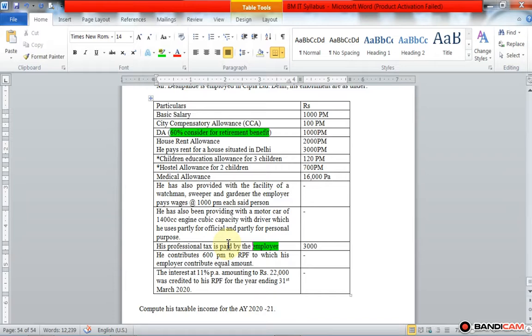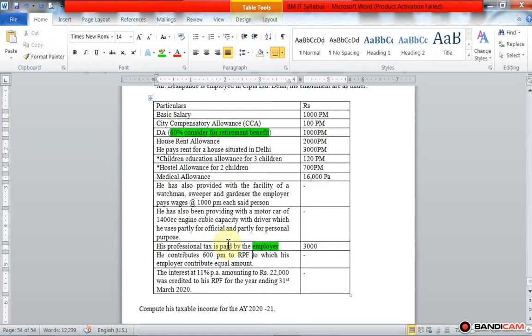Then he contributes 600 per month to RPF, to which his employer contributes an equal amount. So the employee's contribution is not taken into consideration in the gross salary. Got it?